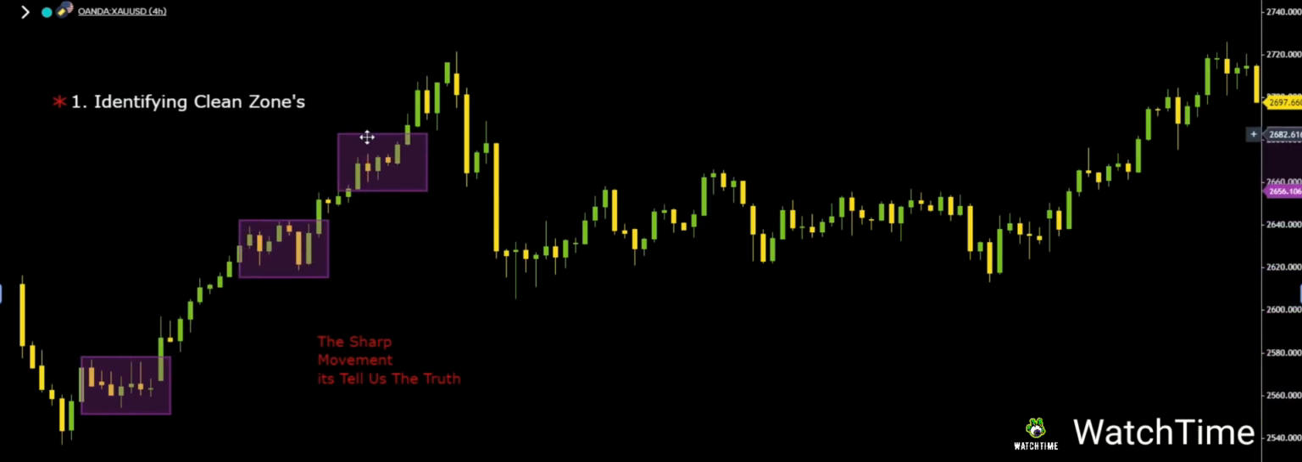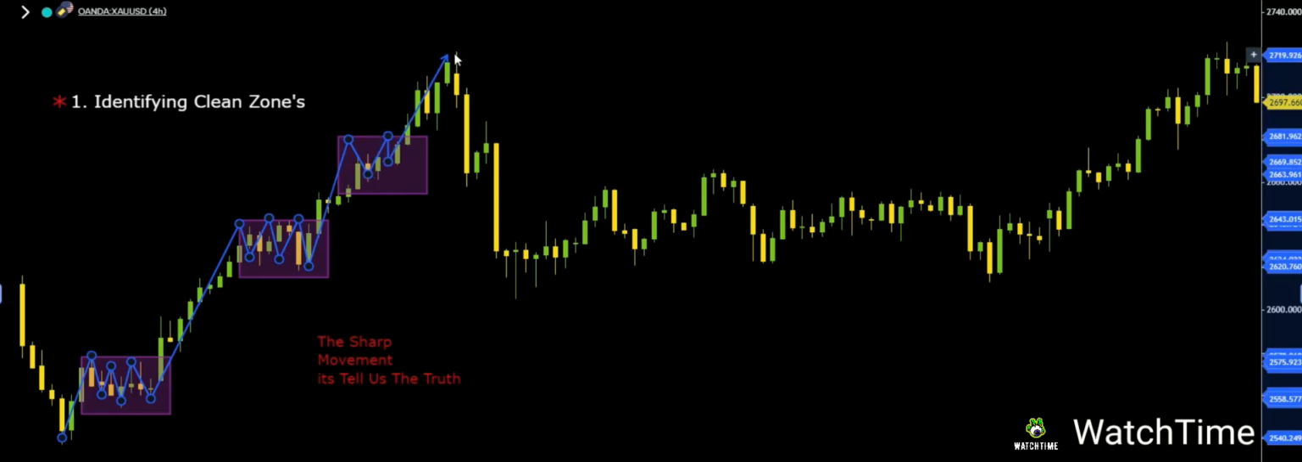Common mistakes to avoid. Even experienced traders mess this up. Trading the second touch: first touch equals best odds, second or third equals much lower probability unless backed by fresh confluence. Ignoring structure: a clean zone against the trend is still dangerous. You need alignment. Forcing zones everywhere: not every pause is a base. Be selective. Quality over quantity.